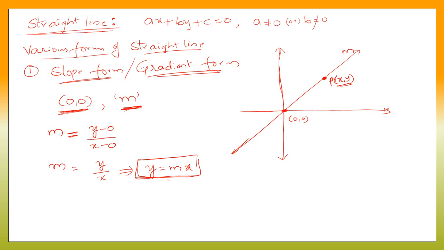This is what we call gradient form or slope form. Y is equal to m into x. Here you don't have any constant term. So from this what you can understand is, when a line is passing through the origin, it will not have any constant term. Okay, so this is the first form, which we have: slope form or gradient form.